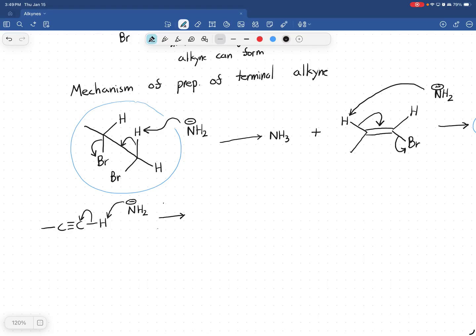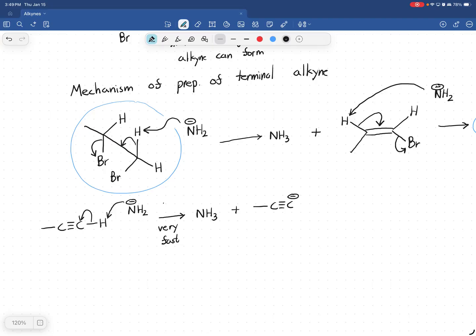Okay, so this step is very fast. So it's kind of like equilibrium. If you remove the product of one step, something that's in dynamic equilibrium, you're going to shift that equilibrium to replace the product, so that it will force the reaction to go forward to completion. And that's what's going to happen here. All right, ammonia plus our alkyne, negative charge here.